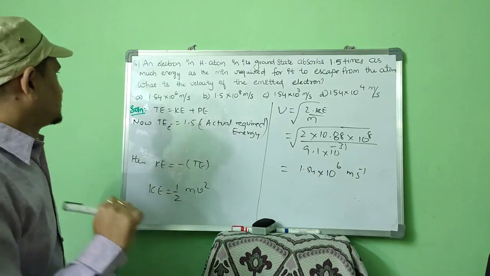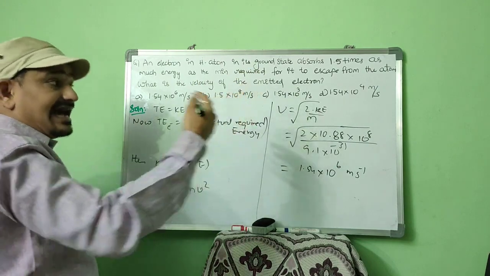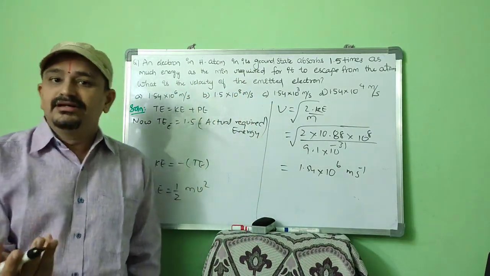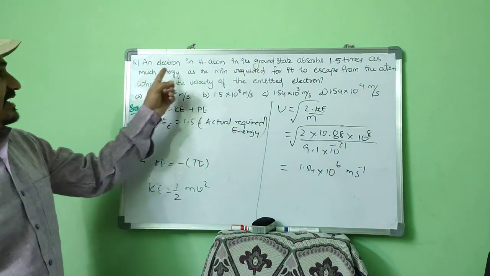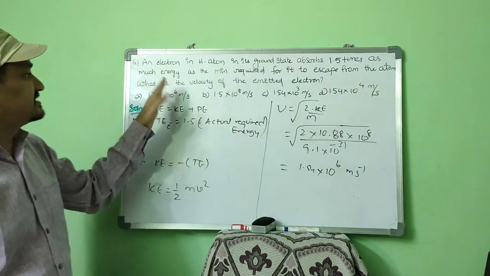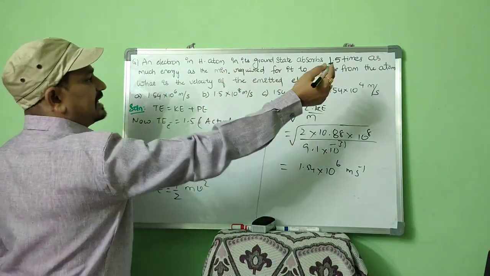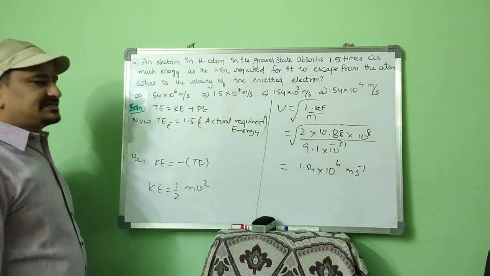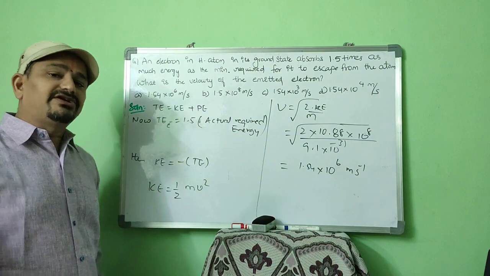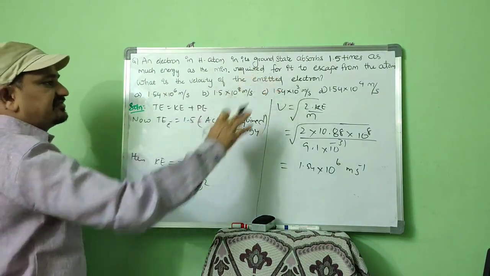This is another question. An electron in a hydrogen atom in its ground state absorbs 1.5 times as much energy as the minimum energy required for it to escape from the atom, right? Suppose its energy is minus 13.6, it absorbed 1.5 times of minus 13.6, like that. Then what is the velocity of the emitted electron?